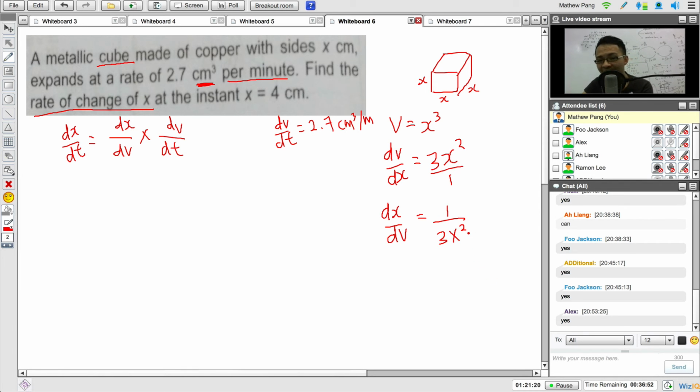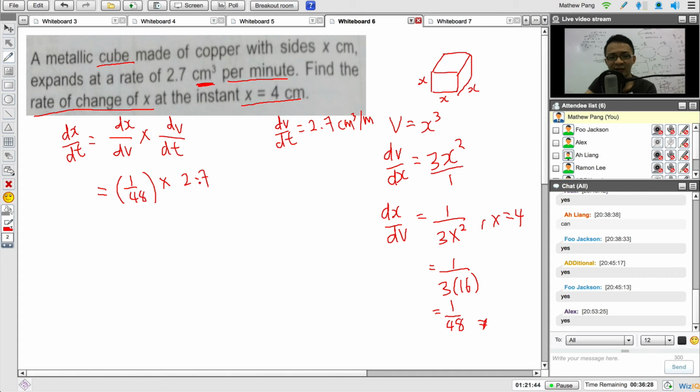Okay, I'm almost done. Here he gives me some information: when x equals 4 centimeter. So x equals 4. I substitute into here. It's 1 over 3 times 4 squared. 4 squared is 16. So it's 1 over 48. Now I got dx/dV. I got 2.7. I substitute in. This is 1 over 48, this one will be 2.7. Then I just multiply them. So it's actually 2.7 over 48. Calculator tells me that it's something like 0.05625.